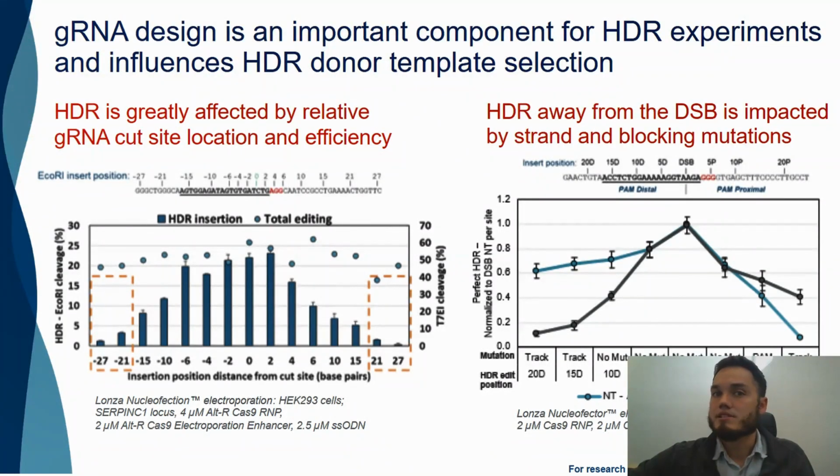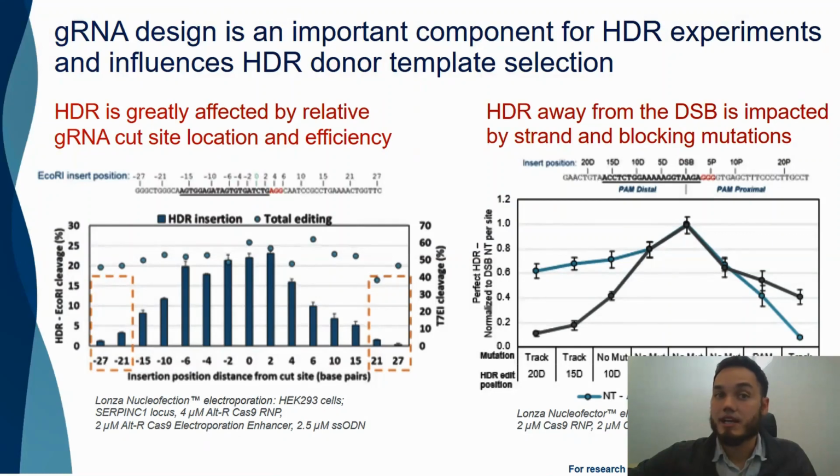Some of the reasons why it is so important to consider guide RNA design simultaneously with HDR donor design can be seen with these two graphics. For one, we know that HDR efficacy is greatly affected by the relative location of the guide RNA cut site to the intended introduced changes. Here, as you can see, HDR is indicated on the left graph's left axis, and the distance to the cut site to an introduced EcoRI insertion via a donor is on the x-axis.